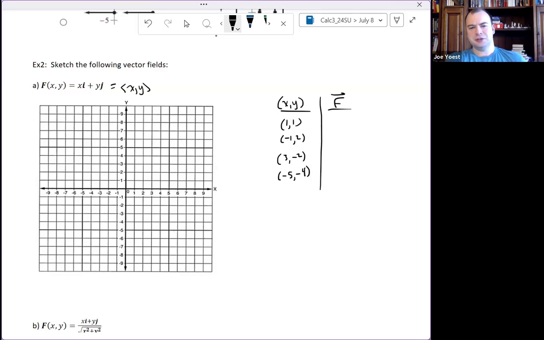Okay, so maybe just for this one, I'll make a small table of values over here. I have some input points that I picked more or less at random, but just one from each quadrant. So for instance, the point (1, 1) sitting right here, that's an input point. What vector should I attach to that? Well, the vector associated with the point (1, 1) is the vector <1, 1>. So I want to go over 1 and up 1, and that's my associated vector. Let me make that green.